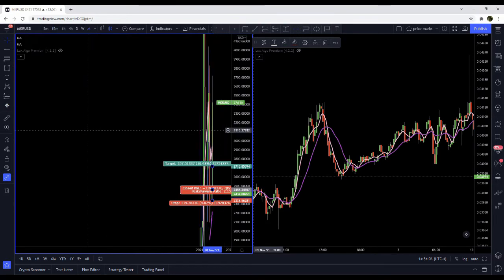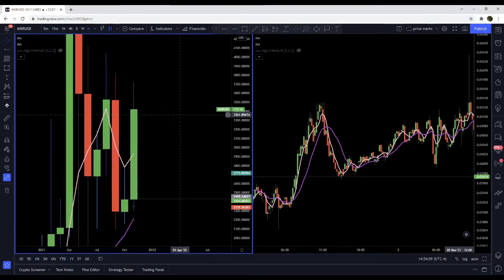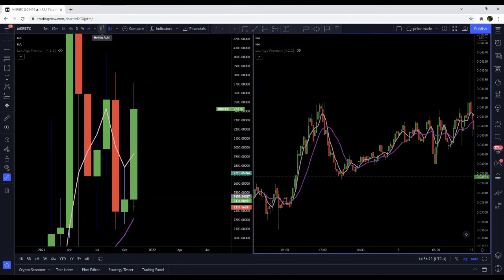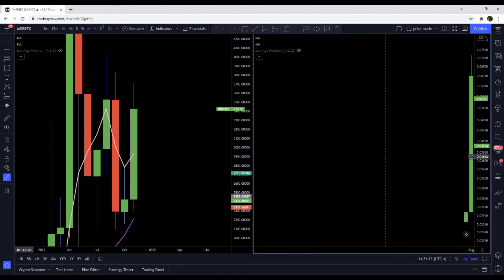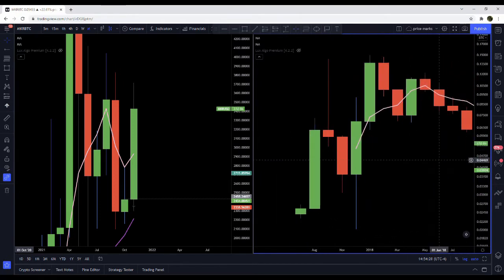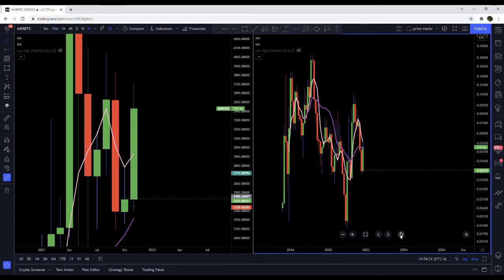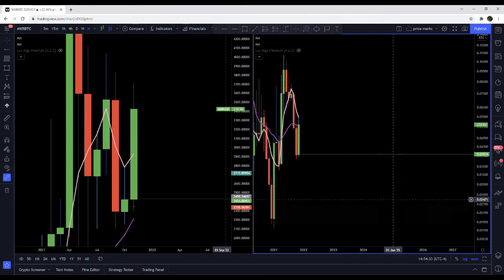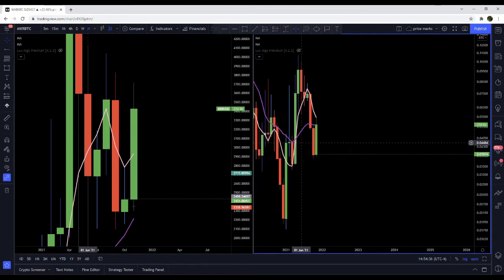Remember, we're watching the monthly, right? So our first target would have been somewhere around here. Second target somewhere around in here. Third target up in here. Same thing here. First target, second target, third target would be targeting this zone up here.